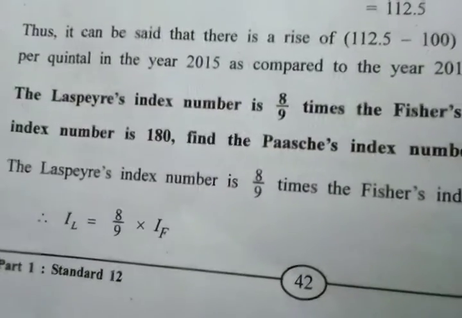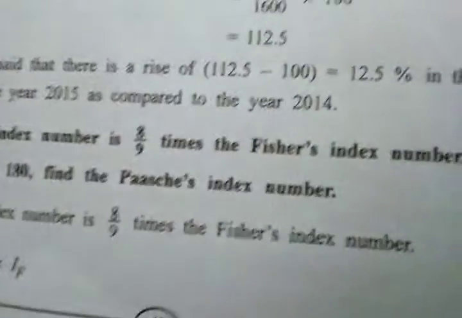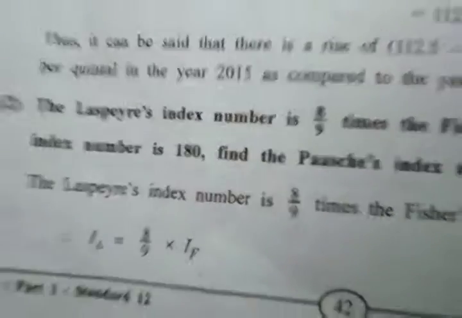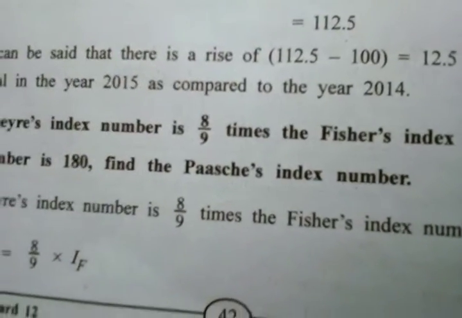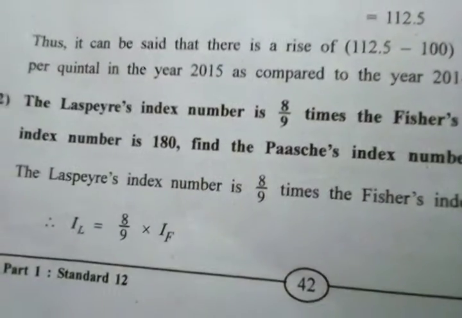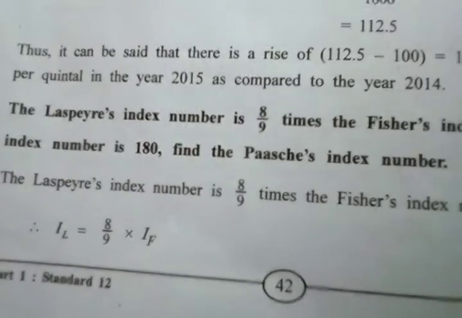Now next one, the Laspeyres index number is 8 by 9 times that of the Fisher's index number. If the Fisher's index number is 180, find the Paasche's index number. Okay, so we are given some relations. Laspeyres index number is 8 by 9 times of Fisher's, and Fisher's index number is also given to us.